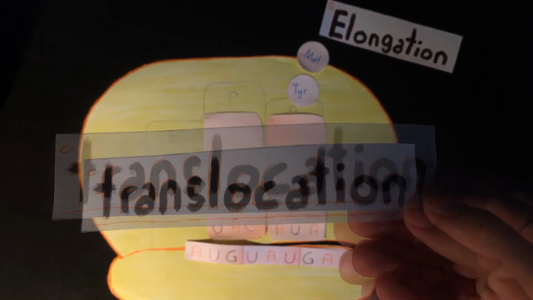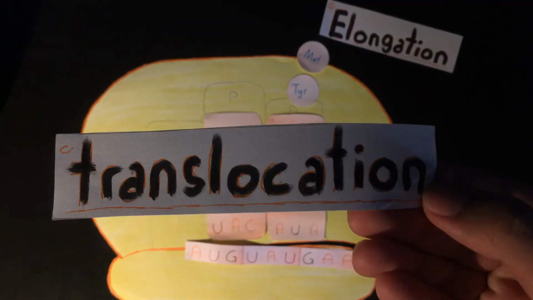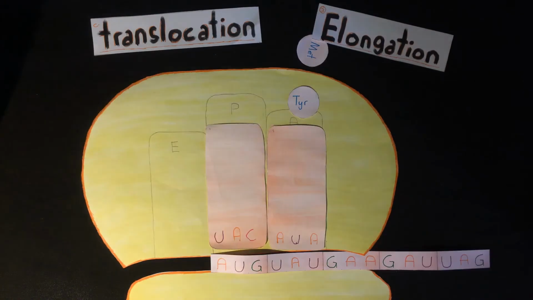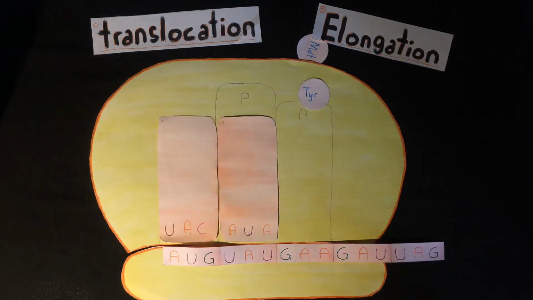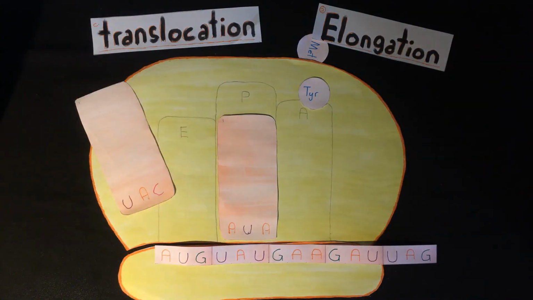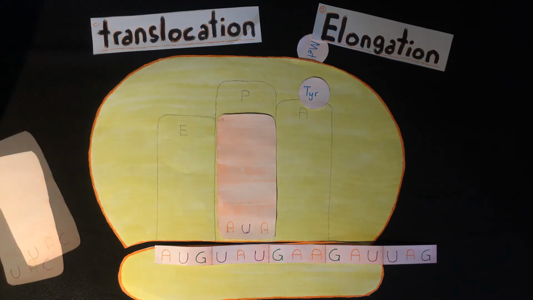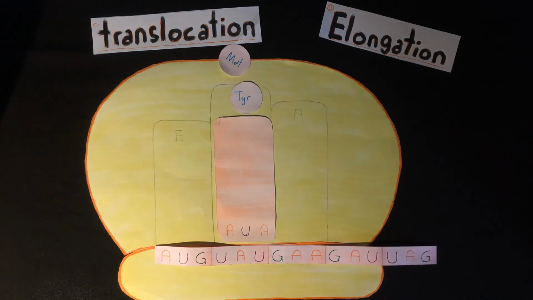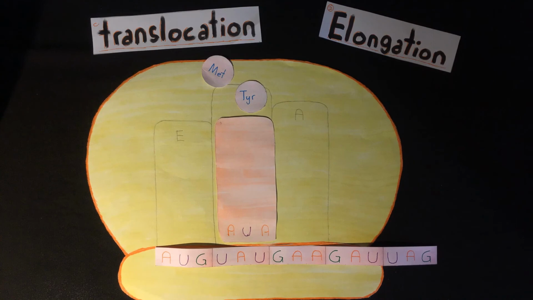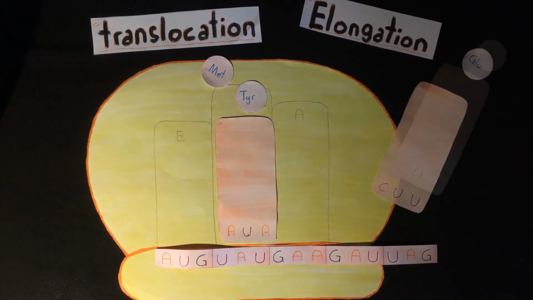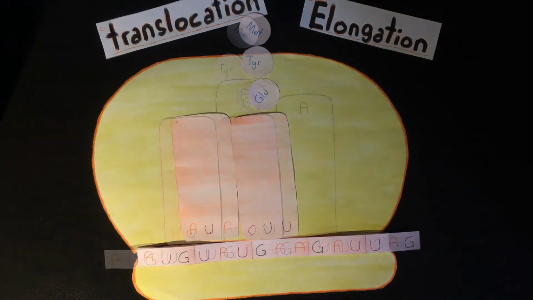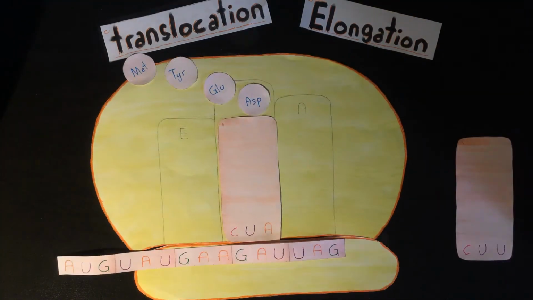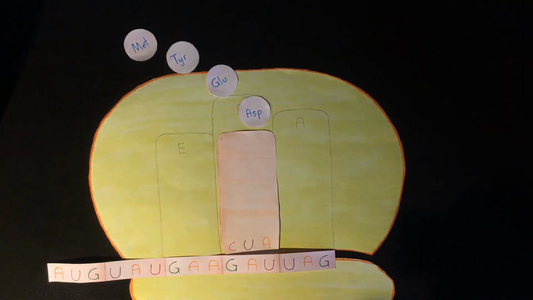The last step is translocation. The ribosome will move one codon ahead, causing the tRNA in the P site to be translocated to the E site, where it is released, while the tRNA in the A site is translocated to the P site. The next amino acid tRNA with anticodon complementary to the next codon in mRNA will come into the A site. This process is repeated until a complete polypeptide chain is formed.